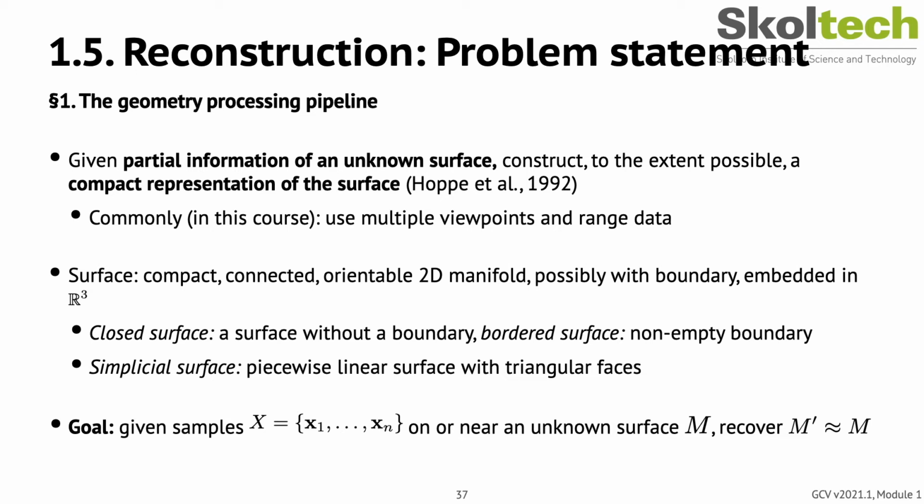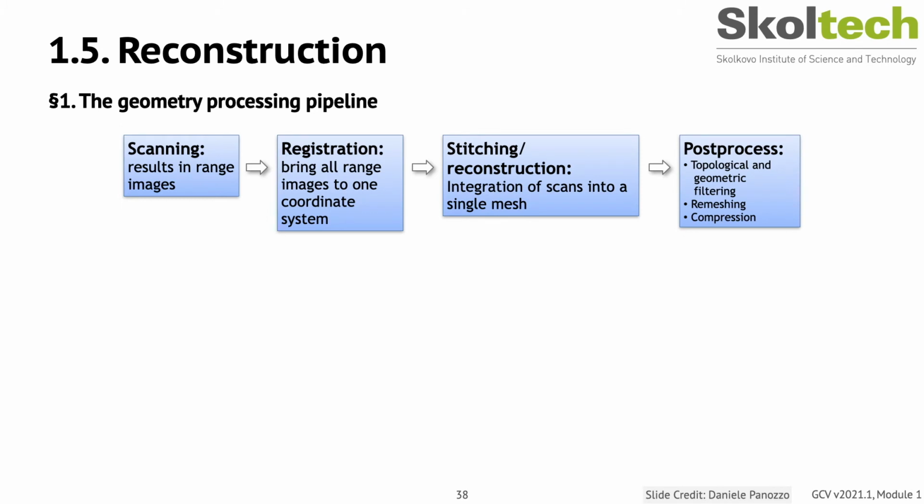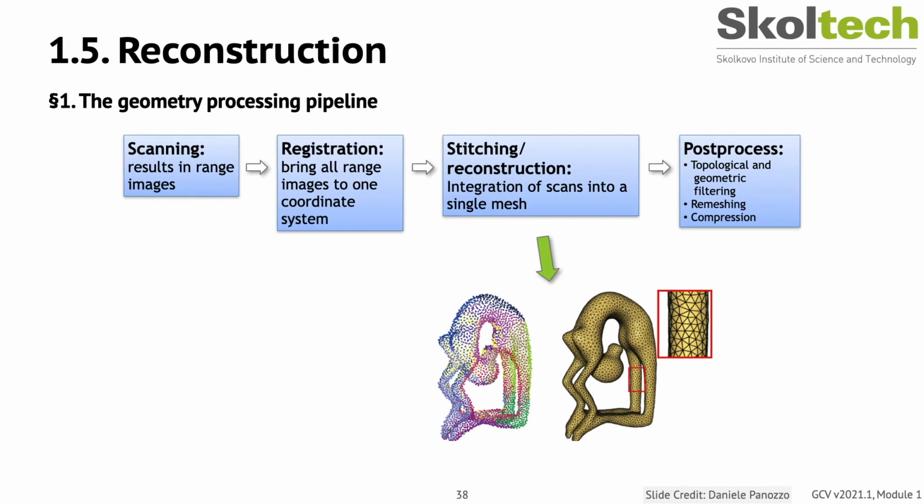So formally, the goal would be, given examples x1 through xn, which lie on or near an unknown surface M, to recover an M' which approximates this original surface M. Recall that stitching or reconstruction of 3D scans is performed on a registered 3D shape, where all range images or depth images have been brought to a single coordinate system and now represent a denser point cloud. The result is typically a triangular mesh.